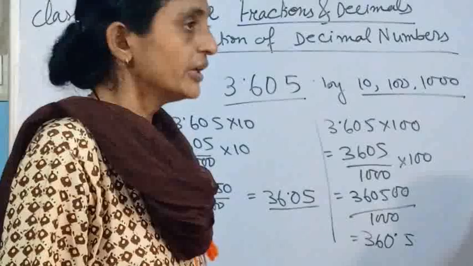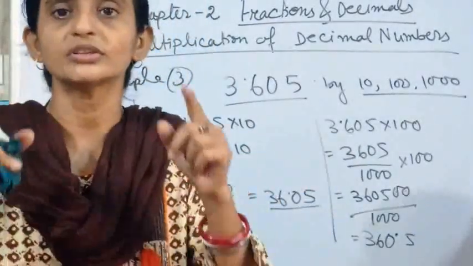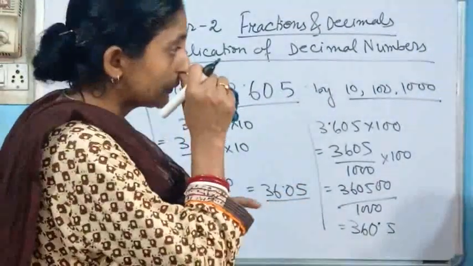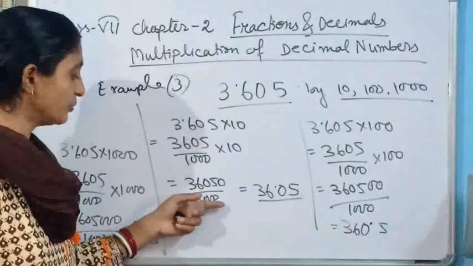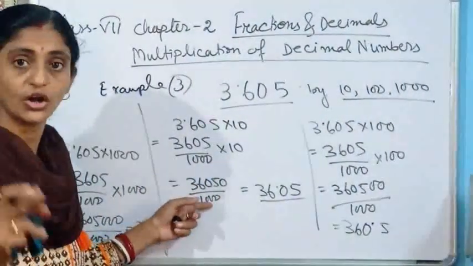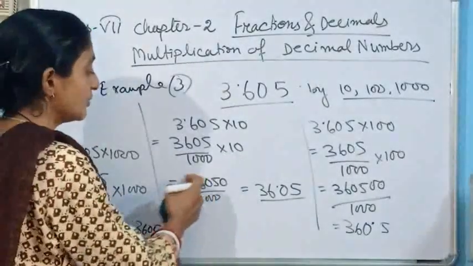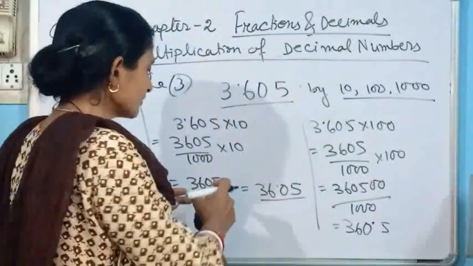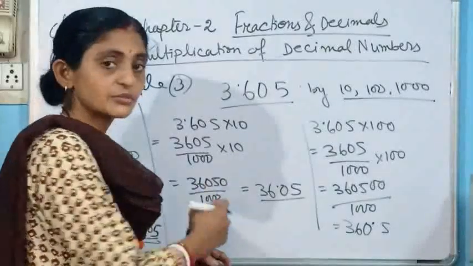So here what is the main thing we have learned? When we are multiplying any number with 10, 100 or 1000, what we are doing? We get the product in the numerator, and based on the denominator we are counting how many zeros are there in the denominator. Based on that we are moving the decimal places. Towards which side? We are moving the decimal from the right hand side towards the left side. We are putting the decimal based on that.